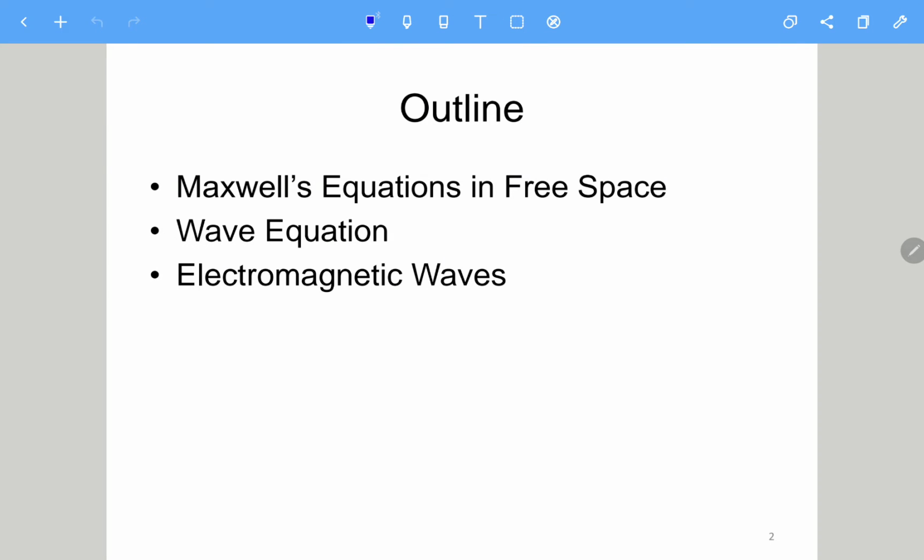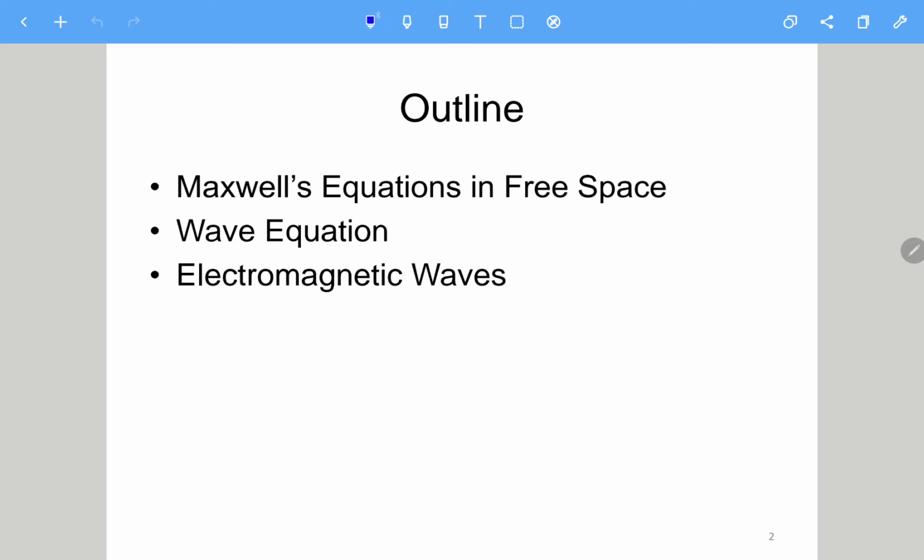Okay, so this is the outline for the supplementary note. First we will talk about the Maxwell equations in free space, and then we will derive the wave equation from the Maxwell equations in free space, and then we will try to solve the wave equation. Of course, it is a partial differential equation, but this specific type is solvable and not so difficult. Generally, most partial differential equations are difficult to solve.